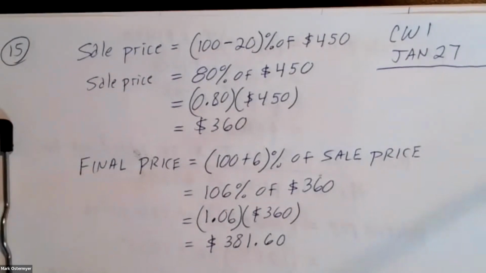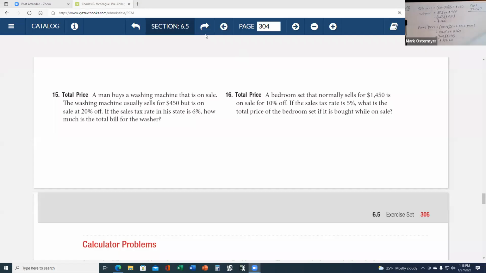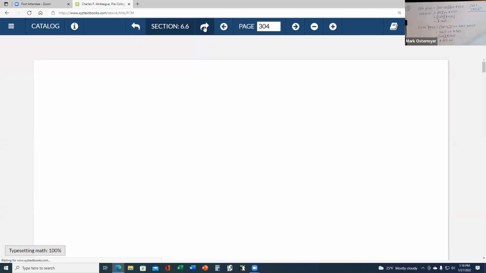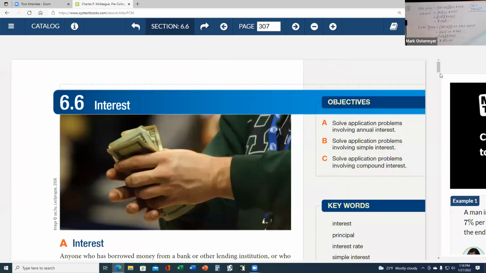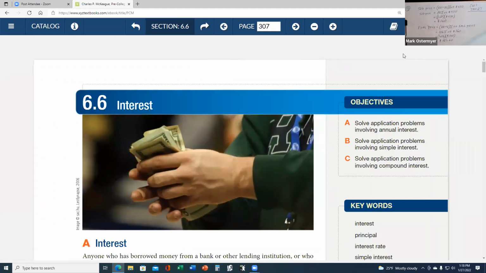All right, let's go onward to section 6.6 in our textbook and see what it's all about. Oh, it says interest. Does anybody know what interest is? Interest. In the business world, what's interest? You're looking at it. What's this person holding in their hands? Money. Interest is money, ladies and gentlemen.